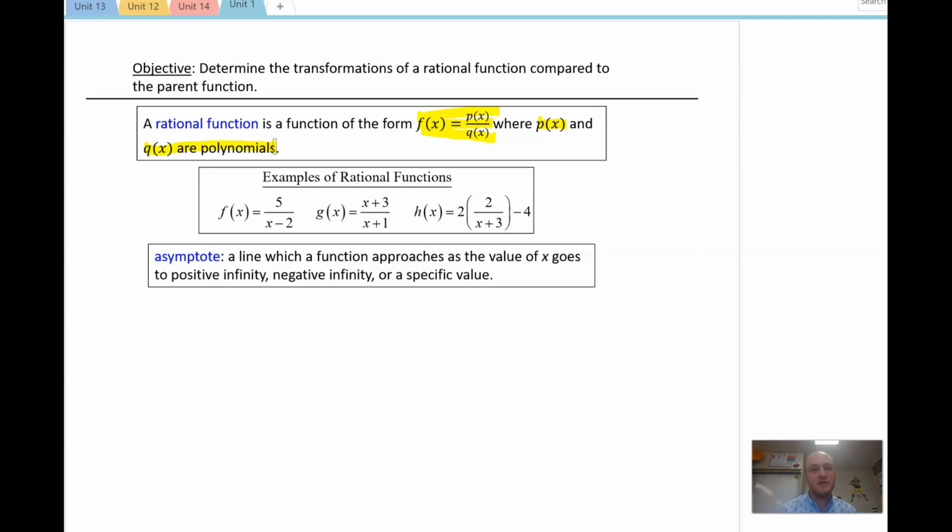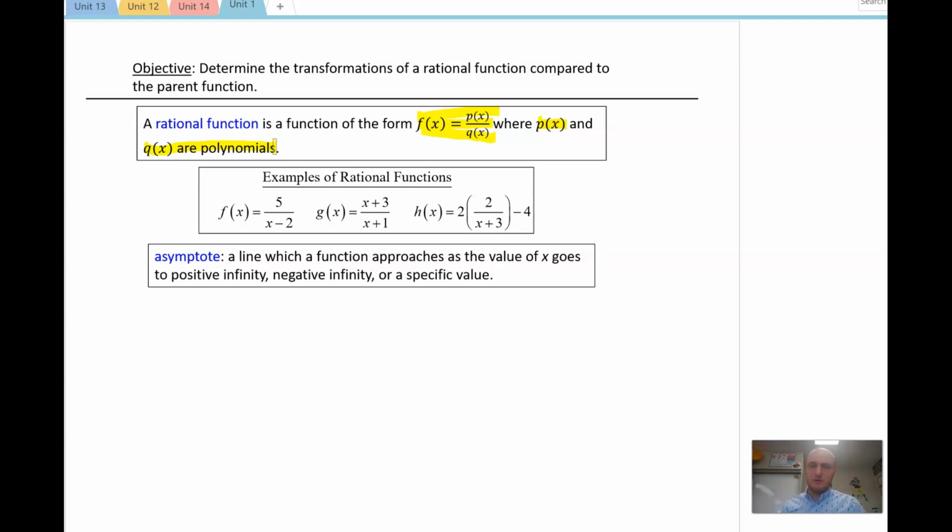f of x equals 5 over x minus 2. That is a rational function because I have a polynomial in the denominator, right? I have a variable there. g of x equals x plus 3 over x plus 1. Yep, I have polynomials in both of those cases. And then h of x equals 2 times 2 over x plus 3 minus 4. And that is the kind of form that we're going to look at today.